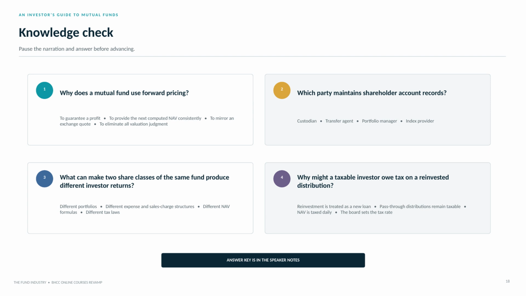The answers are: forward pricing applies the next computed NAV consistently and limits preferential use of stale information. The transfer agent maintains the shareholder register and processes account-level transactions. Share classes may hold the same portfolio but have different expense and sales charge structures, and a pass-through distribution can remain taxable even when it is reinvested in additional shares.